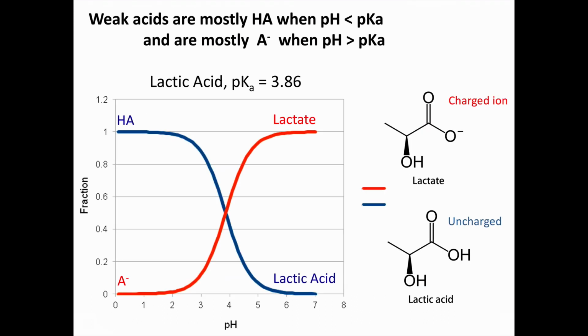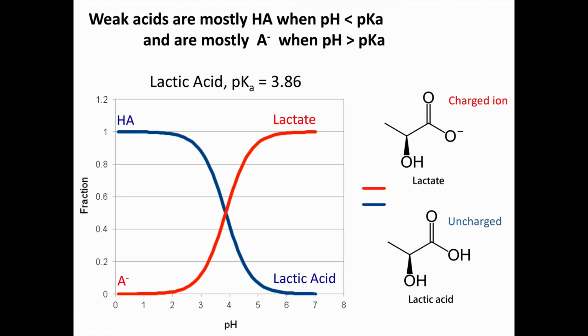This is a graphic representation of what we just covered 4 slides ago. Lactic acid has a pKa of 3.86, and we see an equal amount of lactic acid and lactate ion when the pH of the solution is 3.86. If we look at lower pH values, we see that HA, the protonated and uncharged lactic acid, predominates, and if we go to higher pH values, we see higher concentrations of the charged lactate ion. So weak acids are mostly uncharged and protonated at low pH, and are mostly charged and deprotonated at higher pH.